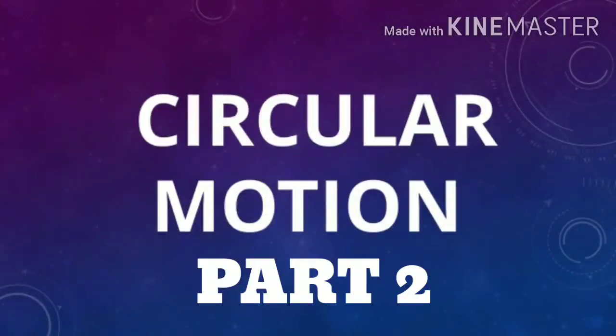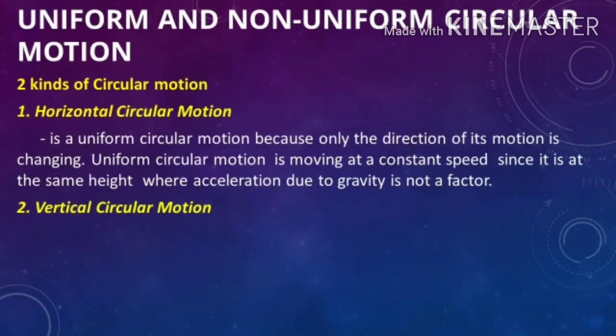Circular motion Part 2. There are two kinds of circular motion: horizontal circular motion and vertical circular motion. Horizontal circular motion is a uniform circular motion because only the direction of its motion is changing. Uniform circular motion is moving at a constant speed since it is at the same height, where acceleration due to gravity is not a factor. In other words, horizontal circular motion is a uniform circular motion wherein gravity does not really affect its acceleration.